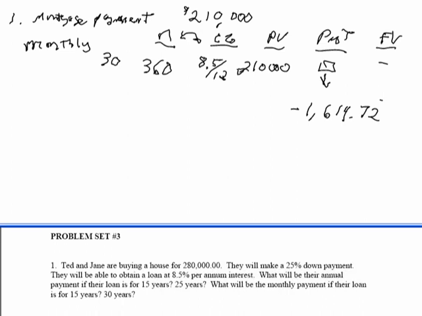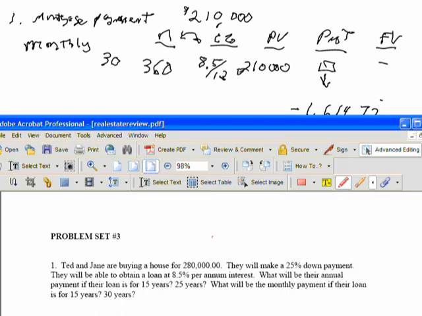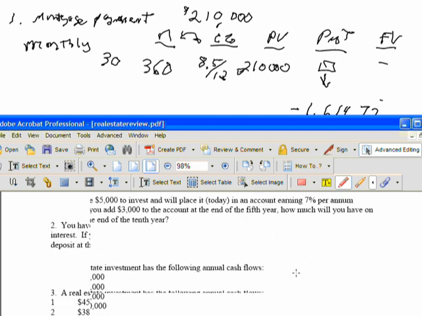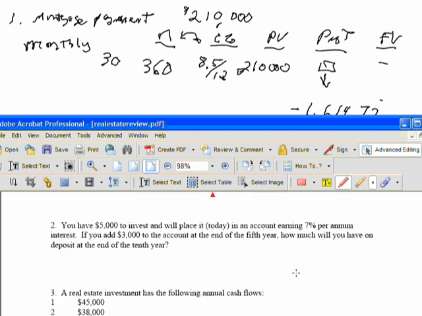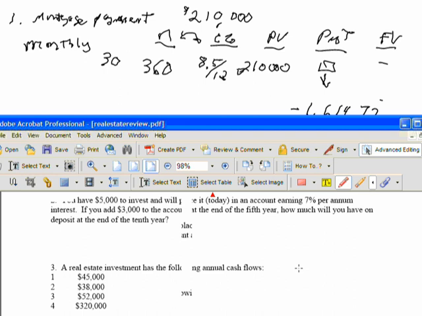So let's move on here, and let's look at question number 2. I need to scroll down a bit. Okay, number 2, we have $5,000 to invest, and it will be placed today in an account earning 7% per annum interest. If you add $3,000 to the account at the end of the 5th year, how much will you have on deposit at the end of the 10th year?